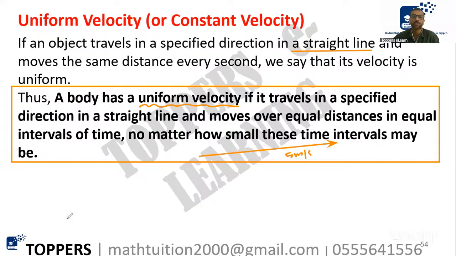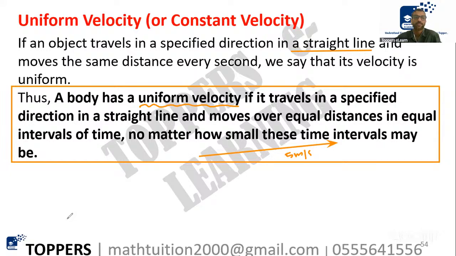How can we change the velocity of a body? Now a body is at uniform velocity, constant velocity. We want to change the velocity of that body. How can we change it? Acceleration. It means what? By changing the speed. When the speed is changing, we can say that the velocity of the body is also changing.